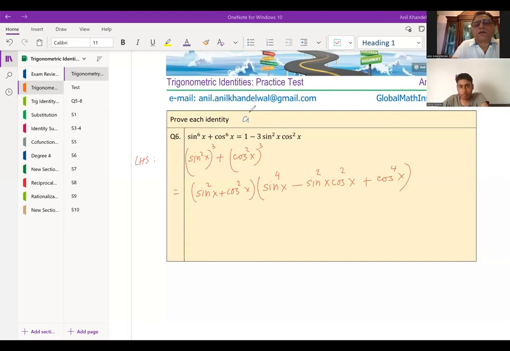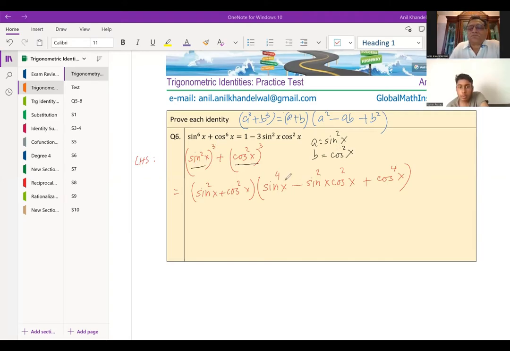Let's look back. The formula a cube plus b cube is equal to a plus b times a square minus ab plus b square, correct? Yes, sir. What is a in this case? Sine square x. And what is b? Then b would be cos squared x? Right? Do you see how I've written sine square x, cos square x, cube, right?